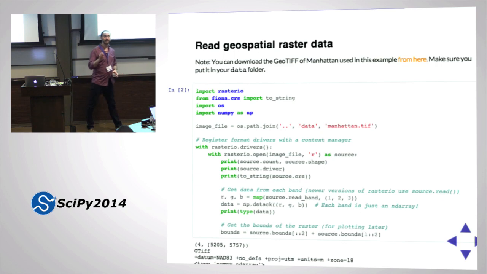Source.shape, unlike a NumPy array with multiple dimensions, which would give you the X and the Y and the Z or whatever, this is actually just going to print the shape of the image, the sort of size that the image covers. So count gives you the extra dimension. Okay. Print the driver, in this case it's GeoTIFF. And I'm going to print the source coordinate reference system just because. And in this case it's NAD83 UTM zone 18 coordinates. Okay. So that's the projection that it's in.